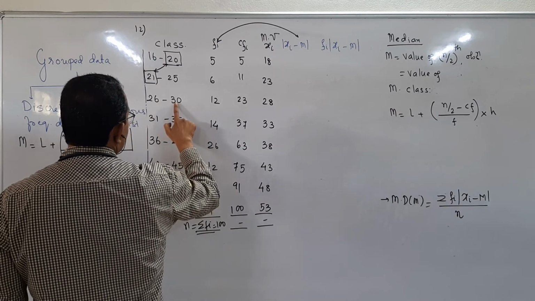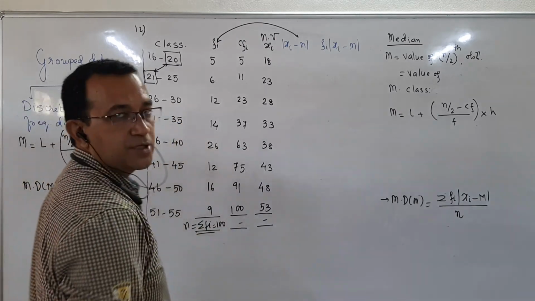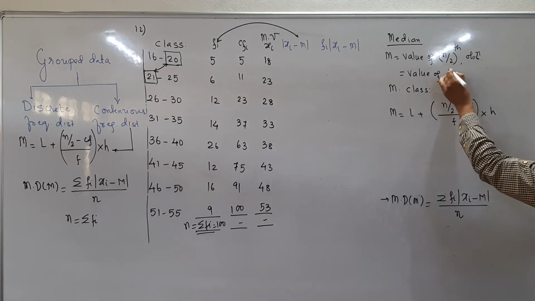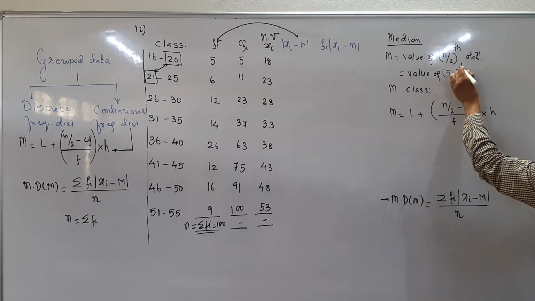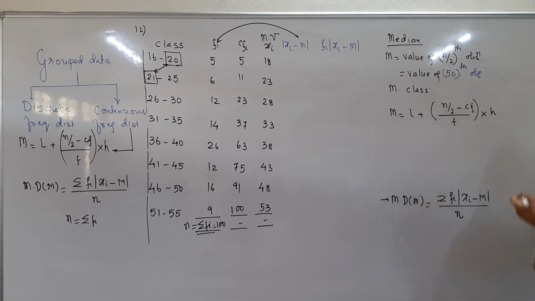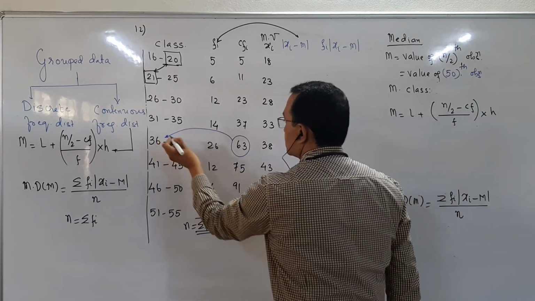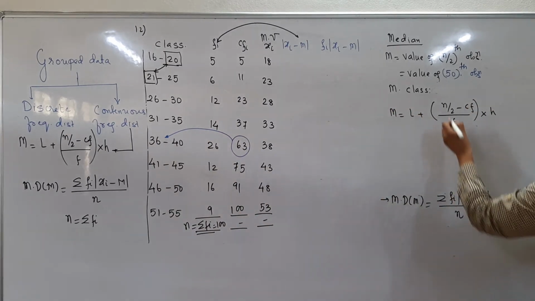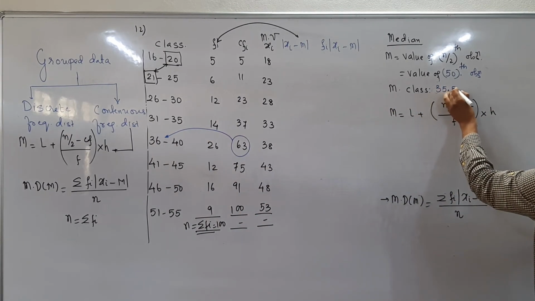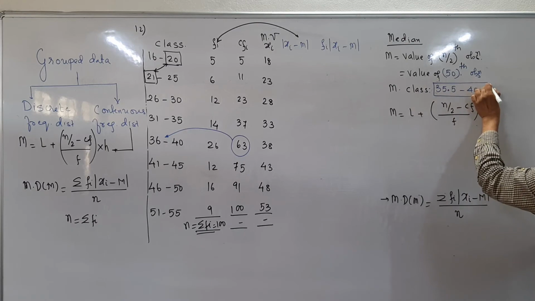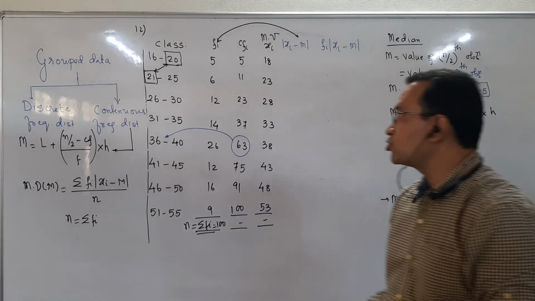Whenever there is a gap between the upper limit of a class and the lower limit of the next class, such a frequency distribution is called inclusive. So for the median class, we need boundary points. The value of n by 2, 100 by 2, is the 50th observation. In the cumulative frequency column, 50 is covered in 63, so the median class is 36 to 40. But boundary points are 35.5 to 40.5. We have to write boundary points whenever the distribution is inclusive.